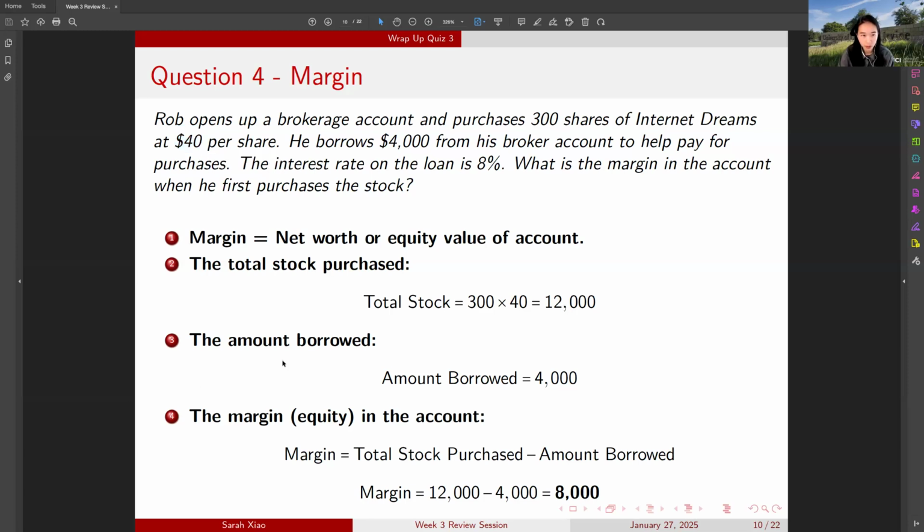And the amount borrowed by the investor is just $4,000, which is given by the question. The margin in the account equals the total stock purchased minus the amount borrowed. Plugging the numbers in, we get the final answer, $8,000 of equity. So that's the margin amount.